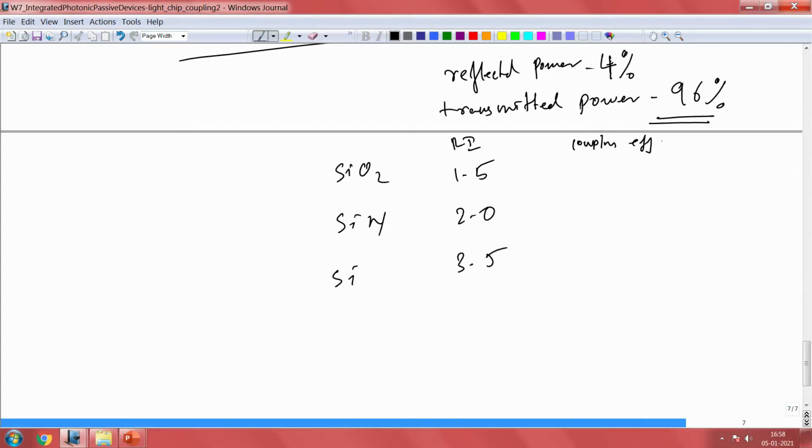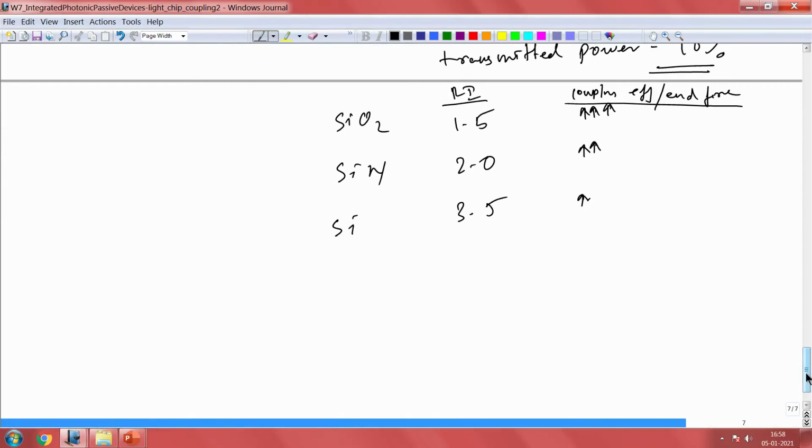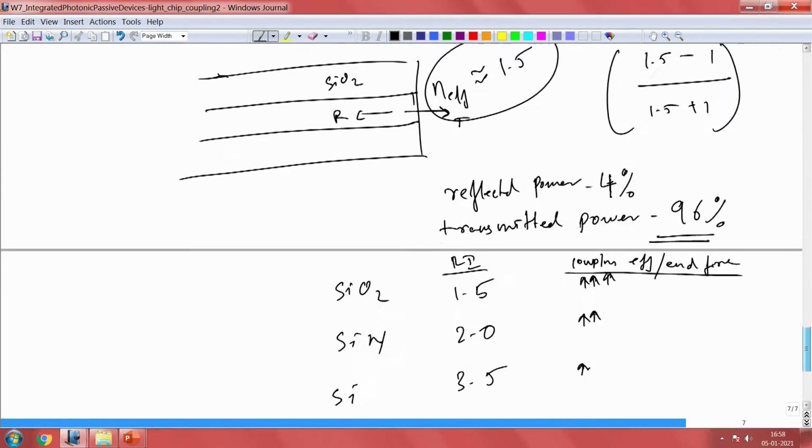efficiency, this is for end fire, the edge coupling without doing anything fancy. You will have the highest coupling here, and you will have a bit lower here, but here the lowest. So, the coupling efficiency reduces based on the refractive index that you have between silicon and also with the environment. That is something we should keep in mind when we are designing for coupling.